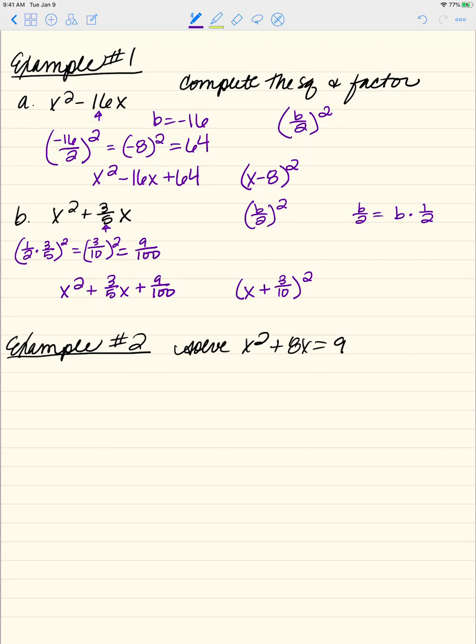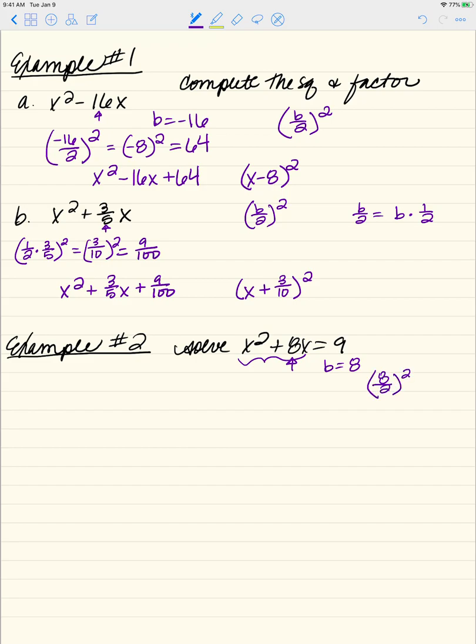You can use this method to solve any quadratic equation in the form x squared plus bx plus c is equal to 0. Remember, if you add a number to one side of an equation, you have to add that same number to the other side to keep it balanced. So example number 2 is x squared plus 8x is equal to 9. The first thing we need to do is complete the square. What is b? B is 8. So to complete this square, we're going to add 8 over 2.